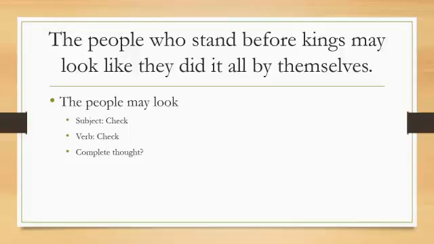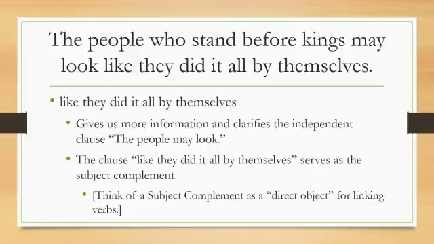And that's where things get a little bit tricky, because if you just look at the sentence or the clause, the people may look, it seems a little bit unsatisfying, right? So maybe our thought isn't quite complete. Well, what do we need to complete that thought? Okay, so we would use this clause as what we call a subject complement to complete the thought of our independent clause. So the people may look, and then what would complete that sentence? Well, like they did it all by themselves. We can remove the other dependent clause, who stand before kings, and now we have the people may look like they did it all by themselves.